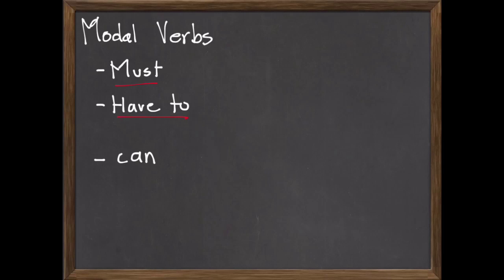For example, we use must and have to for things or actions that are necessary. In the case of must and have to, they are both used with rules. When there's a certain rule, have to is often used for something which is necessary because of a law or because someone else says it. Okay, so let's look at some examples.